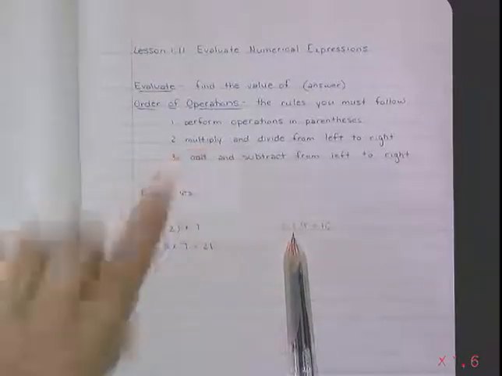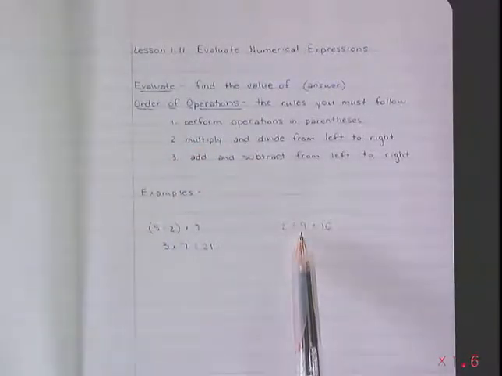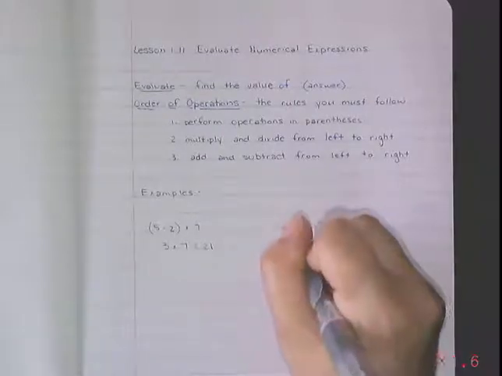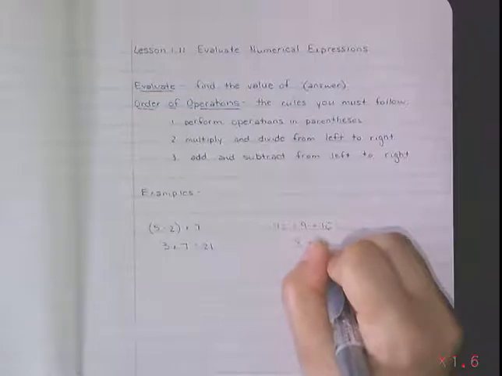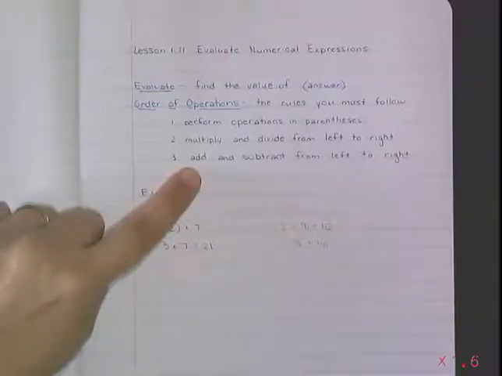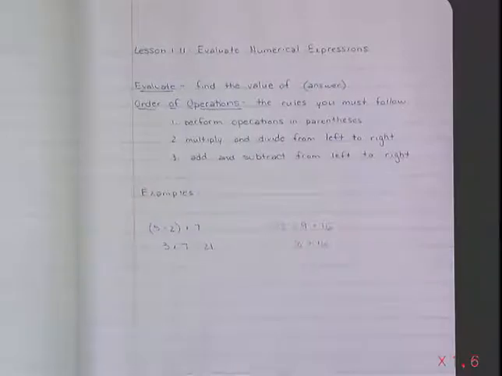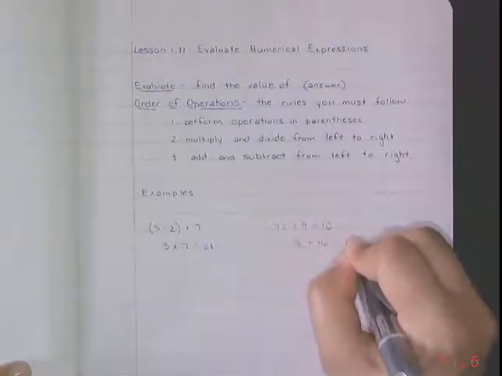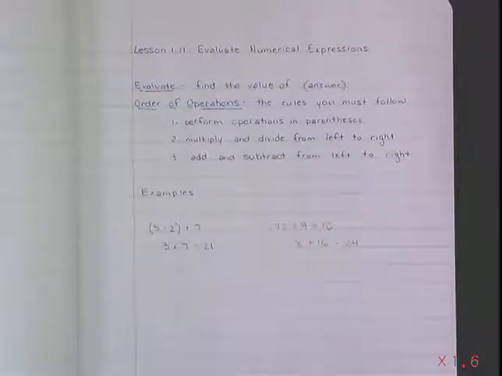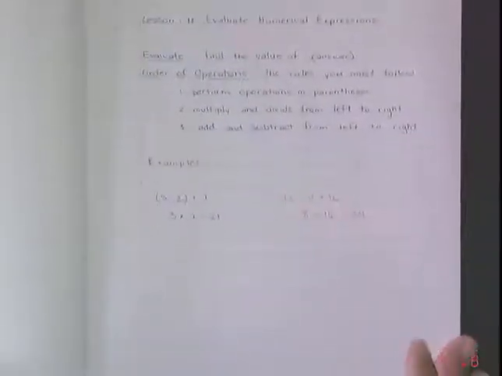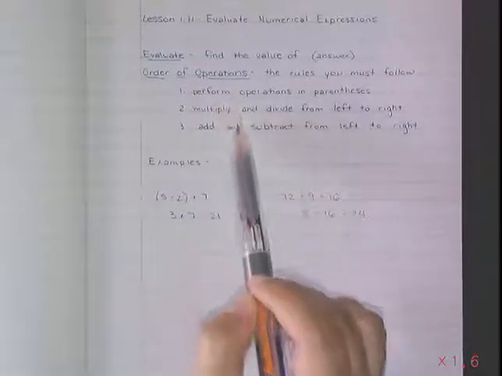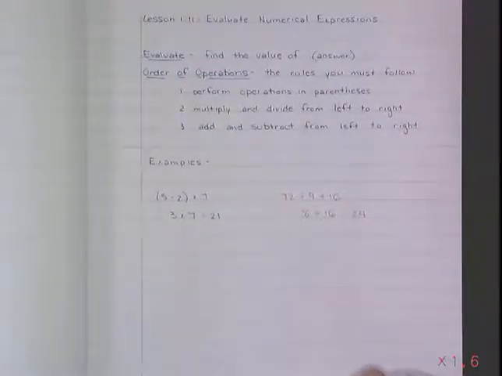Well, the first thing I come to is division, so I'm going to do this part first. 72 divided by 9 is 8. Then I'm going to add the plus 16. Step number 3 is add and subtract from left to right. So we do have addition, so we are going to add that 8 plus 16, which is 24. So just remember, you need to go through these orders of operations.